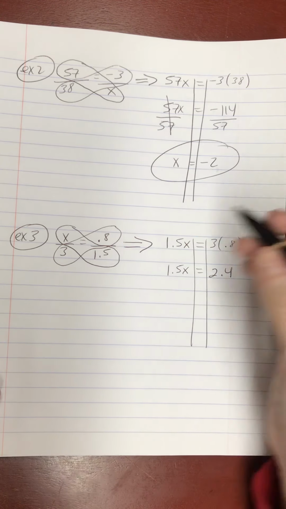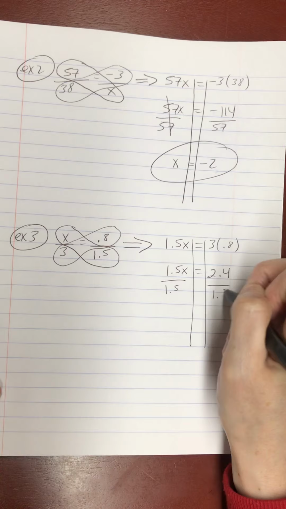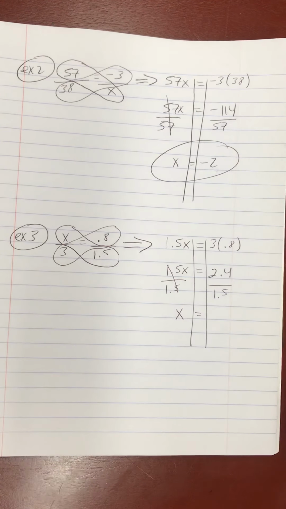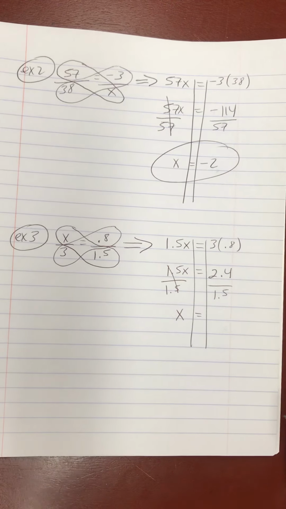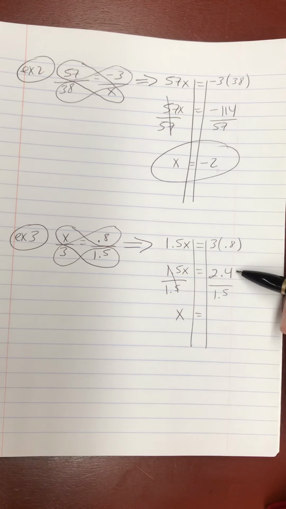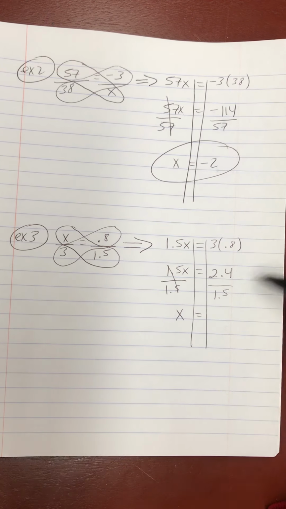And then your final step, of course, is to divide by 1.5. You probably noticed that there's division at the end of every single proportion, and that will be the case. That will be your last step. So that's going to keep happening. I just want you to be aware. So when you divide 2.4 divided by 1.5, your final answer there is 1.6.